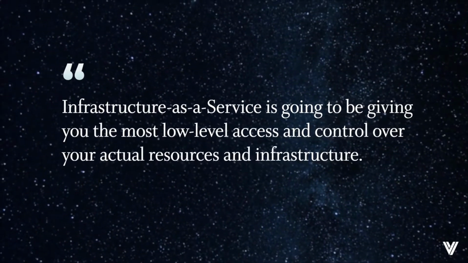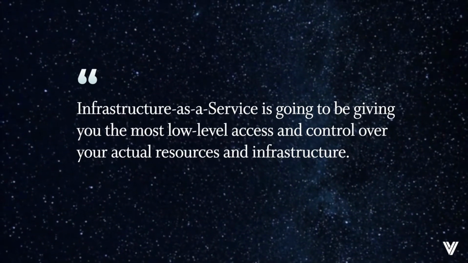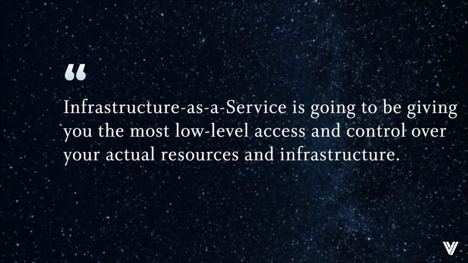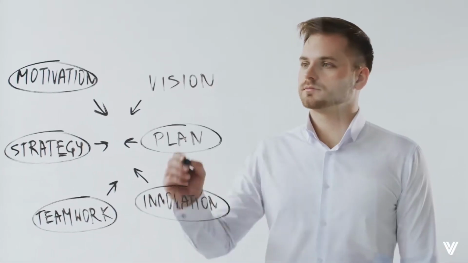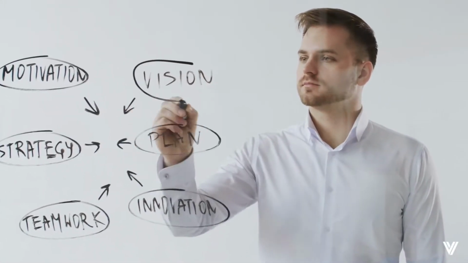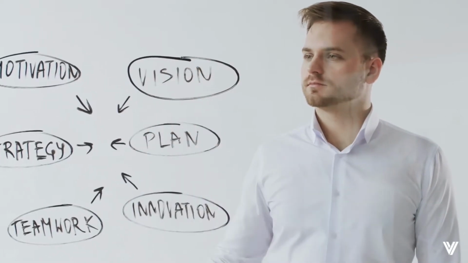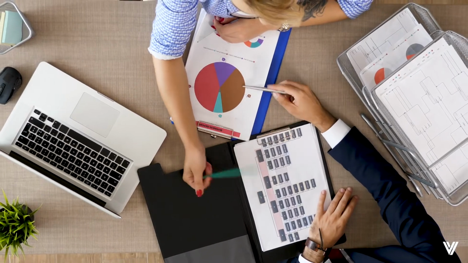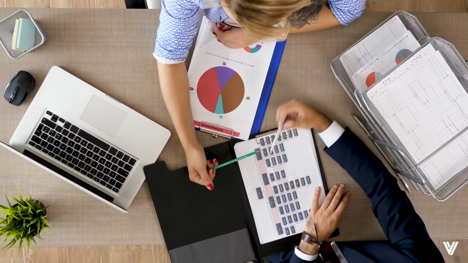Infrastructure as a service gives you the most low-level access and control over your actual resources and infrastructure. This is something like Amazon's EC2, where you can manually configure all of the resources yourself, or Amazon's S3, a storage service. Again, it is managed in the sense that it's on Amazon servers, but you get control as to who has access, where those buckets are, etc.